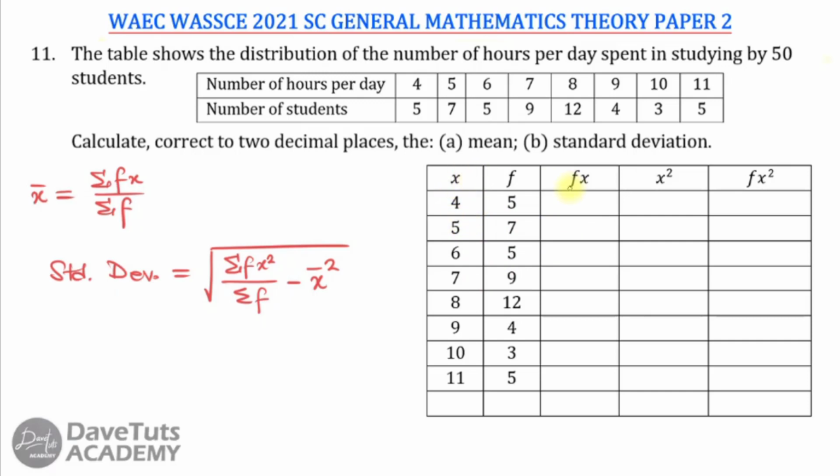So here we have fx to compute, and that means just the product of these values for x and the value for f. For us to do that, 4 times 5, that is 20, 5 times 7, that is 35, 6 times 5 is 30, 7 times 9 is 63, 8 times 12, that will be 96, 9 times 4 is 36, 10 times 3, 30, and 11 times 5, that is 55.